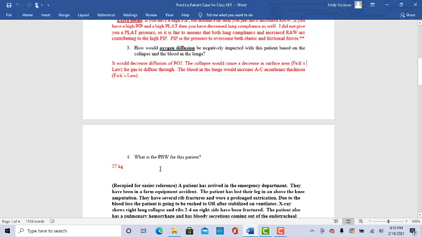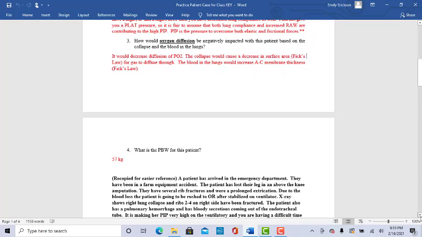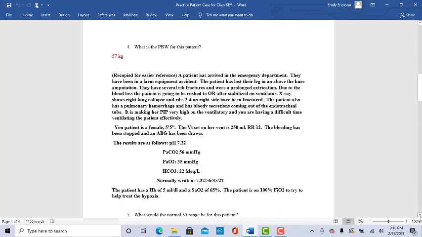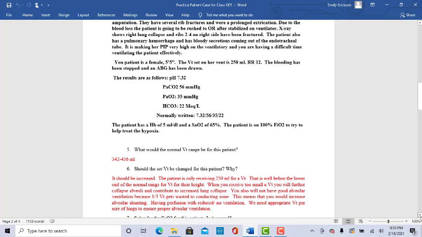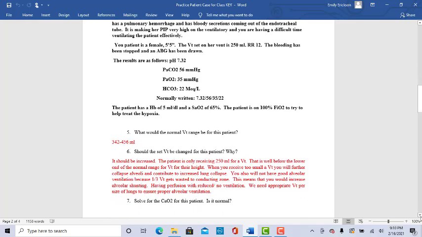Okay, what is the predicted body weight for this patient? 57 kilograms. You just get that from the height. If you're having any issues with that, definitely let me know or get it figured out. I just recopied the patient case scenario so you don't have to keep scrolling back and forth. What would the normal tidal volume range for this patient be? So that's at 6 to 8 mils per kilo. So it ends up being 342 to 456 mils for the normal tidal volume range.